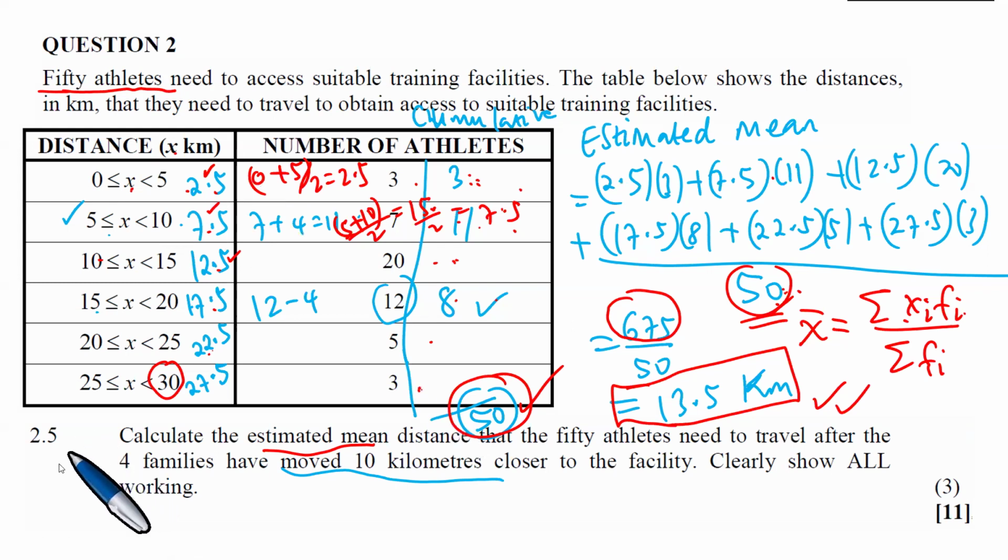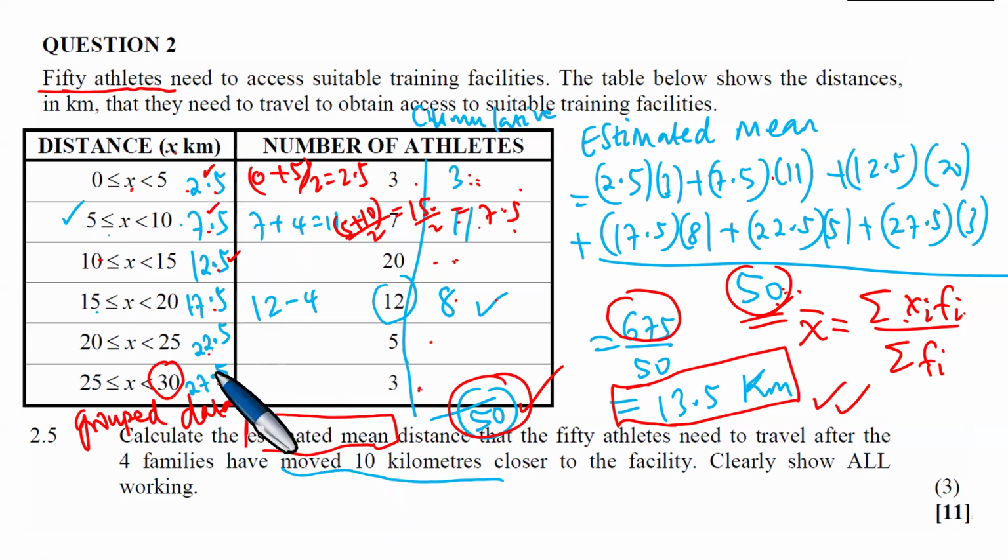What do we want? We want the estimated mean. How do we get this? The estimated mean, guys, is for grouped data. If you're dealing with grouped data, you already have classes. From 0 to 5, 0 plus 5, you divide by 2. 5 plus 10, you get 15, divide by 2, 7.5. 10 plus 15 is 25, divide by 2 is 12.5. Always that's what we do for the estimated mean.